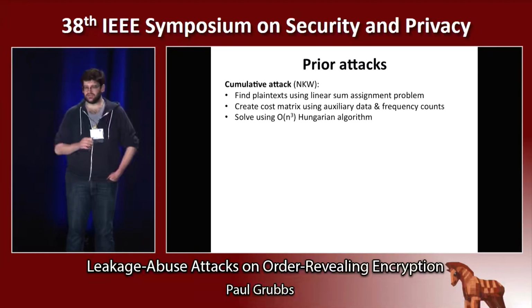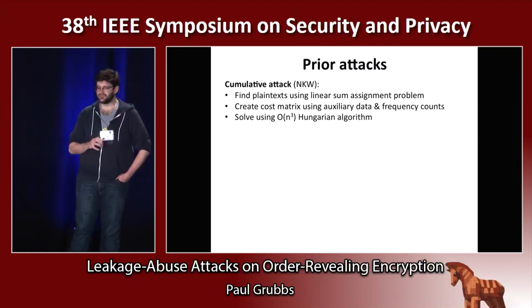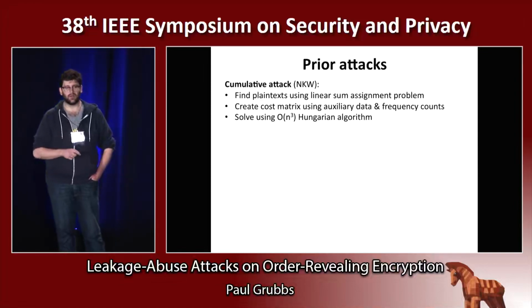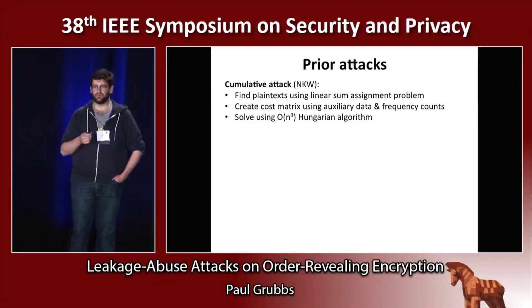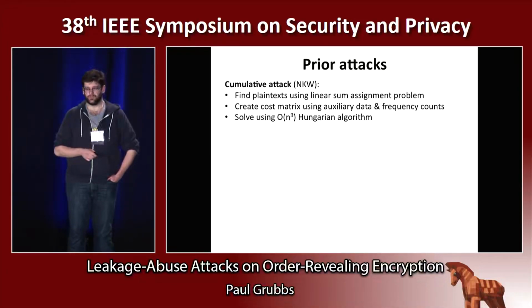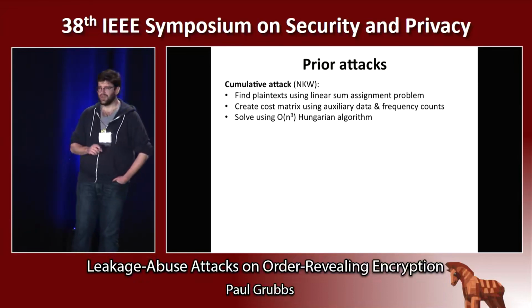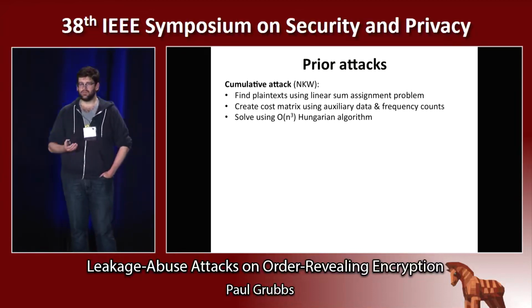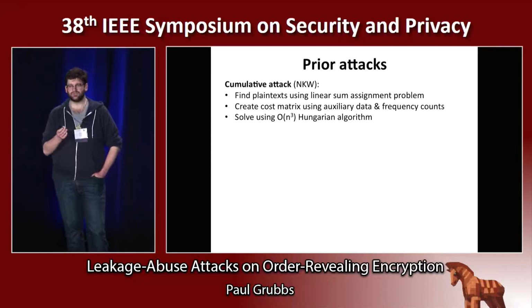So prior work at CCS 2015, Naveed, Kamara, and Wright presented an attack against this leakage, which they call the cumulative attack. It uses what's called a linear sum assignment problem, which is a standard problem in optimization, to model the plaintext recovery operation. I'm not going to describe in too much detail what they actually do. It's a little technical, but basically they create a matrix of costs which represent the cost of mapping ciphertext to plaintext. And the elements in this matrix are basically generated using the relative frequency of the elements of the ciphertext in the auxiliary data.